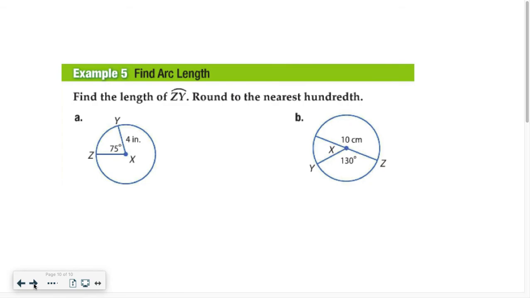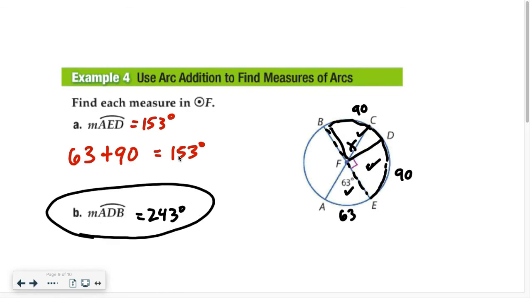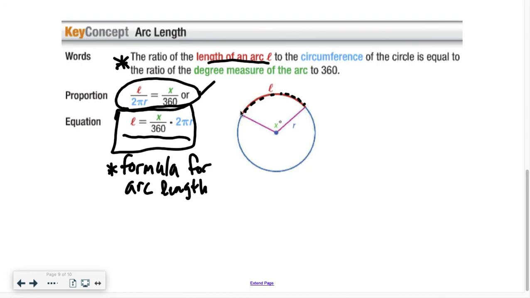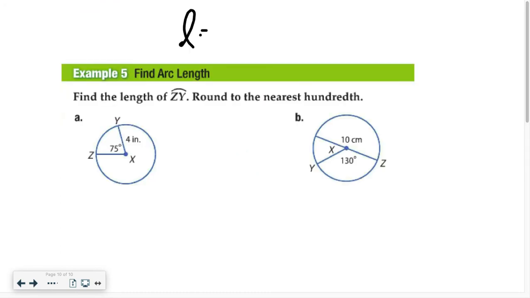Oh, worth noting, and maybe I didn't bring it enough attention, guys, x, that's the degree measure of the arc. Measure of that central angle, or the arc, which is, of course, the same. Okay, so we're going to take that formula: L equals x over 360 times 2 pi r. Remember we talked about we're always going to use pi as 3.14. For those of us who don't have that pi button, it's just easier. We all use 3.14.